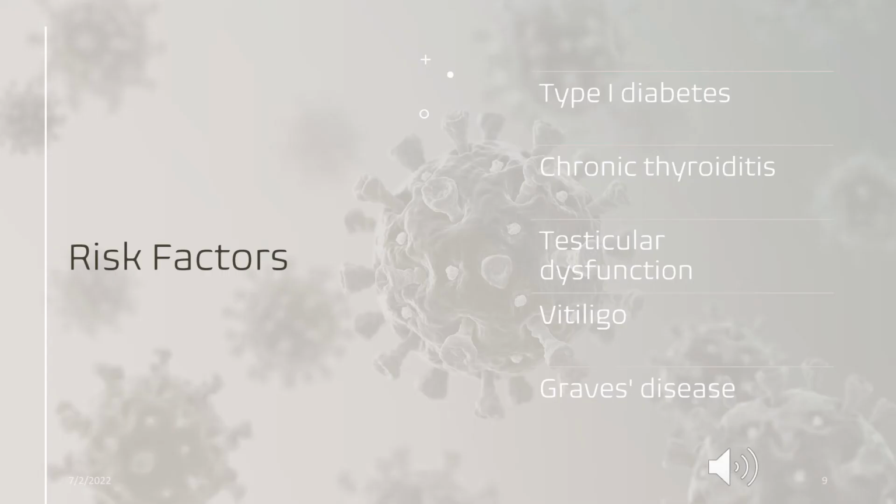The risk factors for the autoimmune type of Addison's disease include other autoimmune diseases, such as type 1 diabetes, chronic thyroiditis, testicle dysfunction, vitiligo, and Graves' disease.